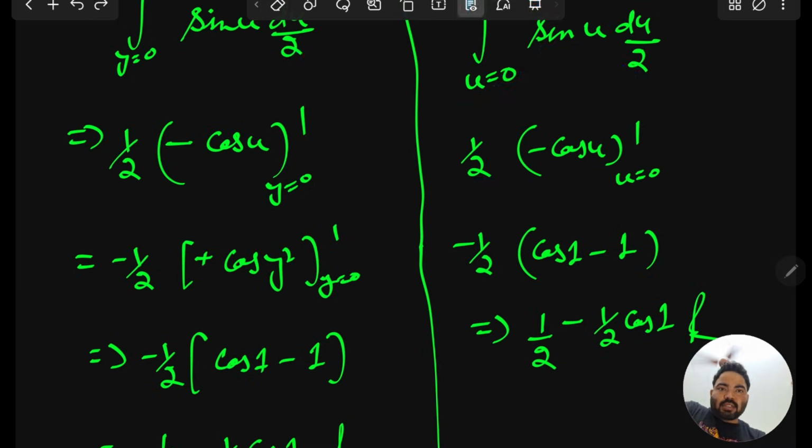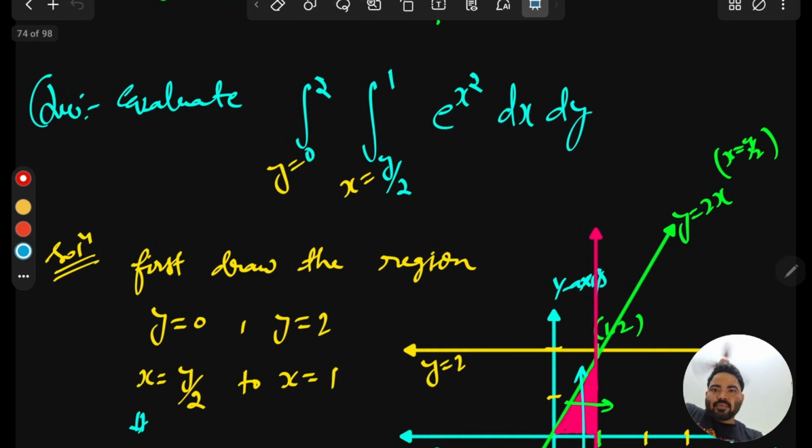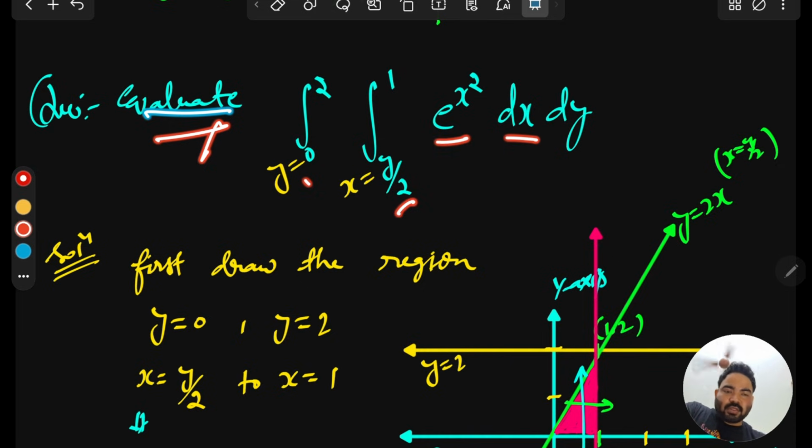So let's move on to the next question. Evaluate this integral: 0 to 2, y x y by 2, e to the power x square dx dy. See, this is with respect to x first, so this is the x limit, and dx dy.